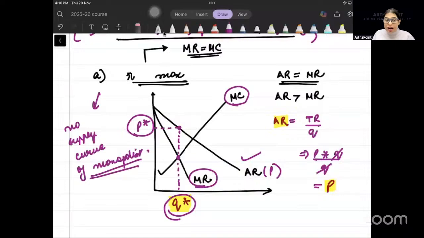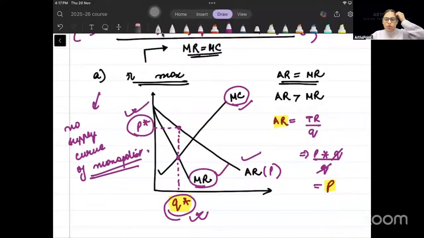In perfect competition, the marginal cost curve was the supply curve because it was showing the combination of price and quantity, isn't it? Wherever price was intersecting the marginal cost curve, we were getting the quantity. P equal to MC condition was there, right? But here that is not the case. Here MR and MC meet at a different point to give you the quantity, and you get price from a separate curve, not from the marginal cost curve. So there is no supply curve of a monopolist.